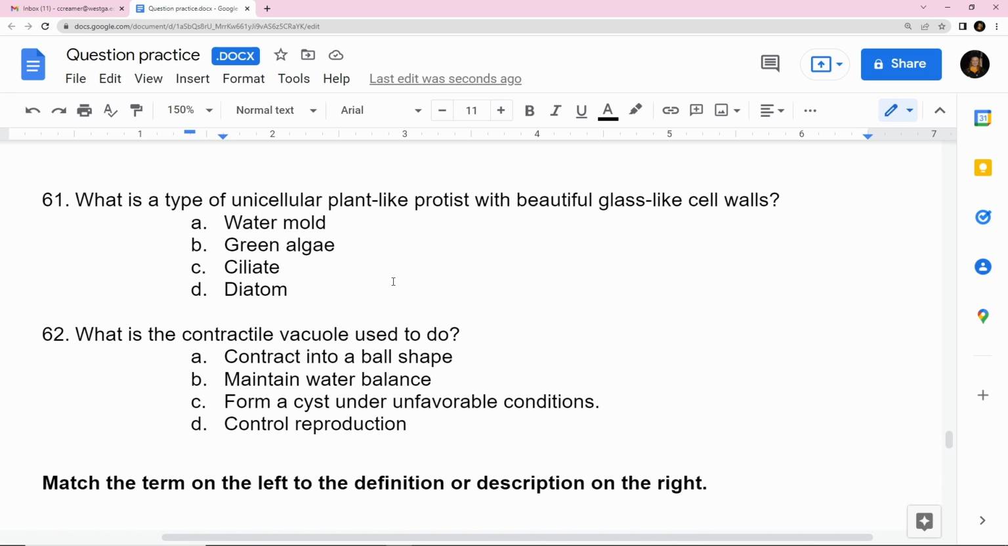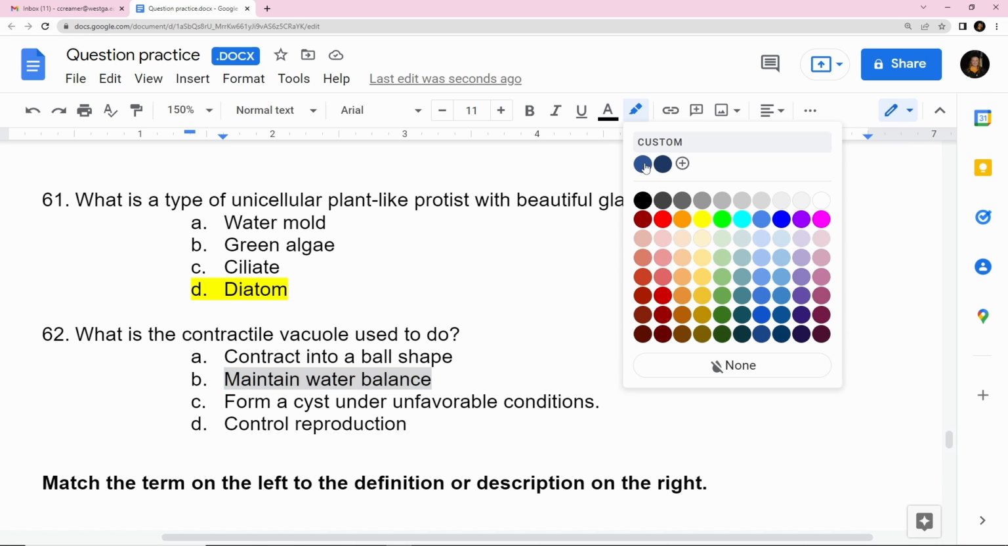61. What is a type of unicellular plant-like protist with beautiful glass-like cell walls? A water mold, green algae, ciliate, or a diatom? If you said D, diatom, you would be correct. What is the contractile vacuole used to do? Contract into a ball shape, maintain water balance, form a cyst under unfavorable conditions, control reproduction. If you said B, maintain water balance, you would be correct.